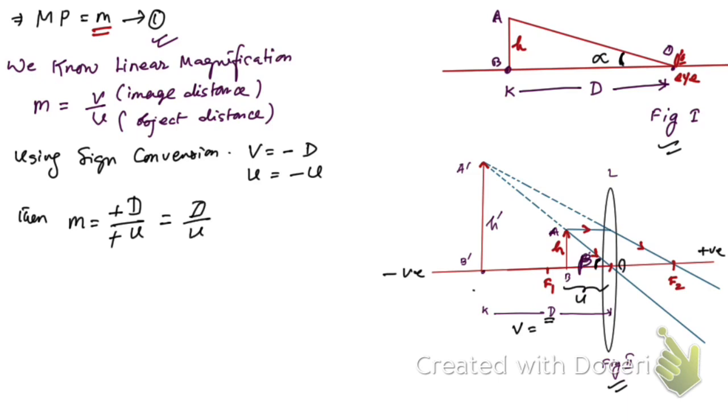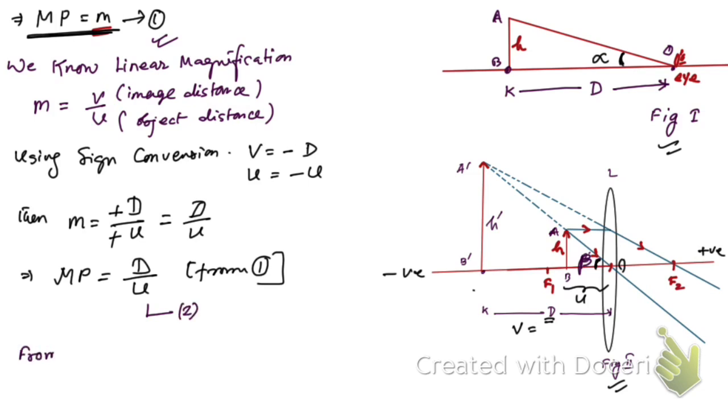Now from equation number 1, we have seen that angular magnification is equal to the linear magnification. So instead of m, we're going to put capital MP, the angular magnification, equal to d by u, from equation number 1, right? Hope you have understood this. Now from the lens formula, let it be equation number 2. From the lens formula, just simply write the lens formula.